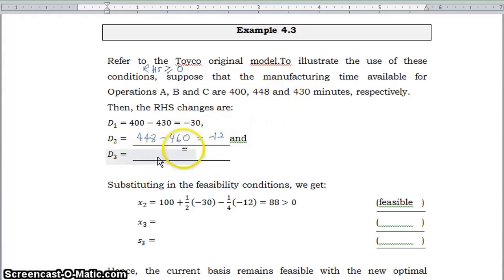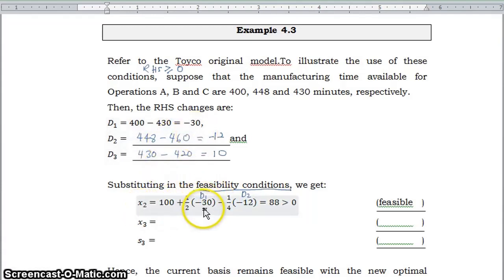And D3 is 430 minus 420. We get 10. Okay, now we substitute D1, D2, and D3 into the feasibility condition of the Tokyo original problem. We know that from the modified optimal tableau, X2 is equal to 100 plus 1 over 2 D1 minus 1 over 4 D2 plus 0 D3.